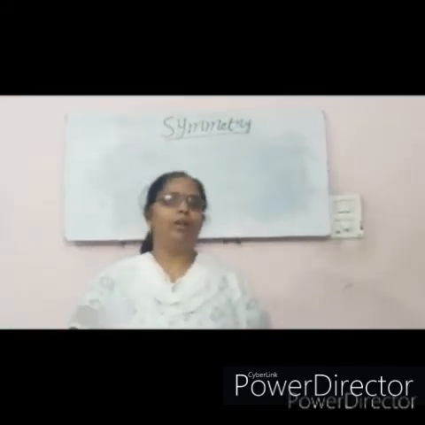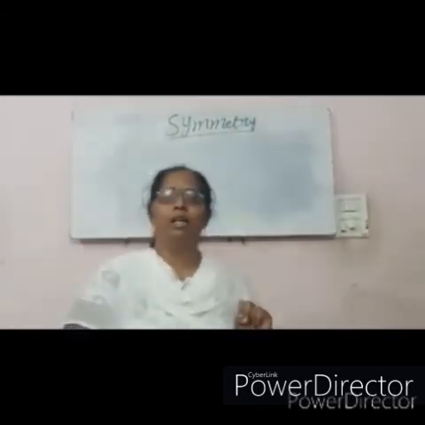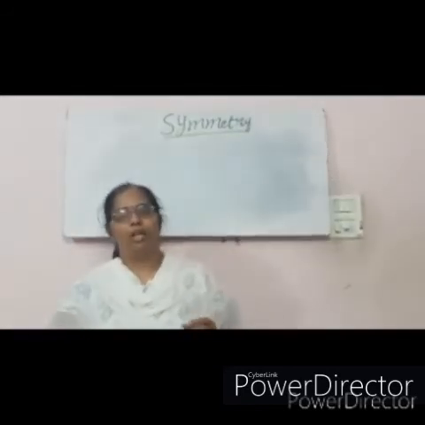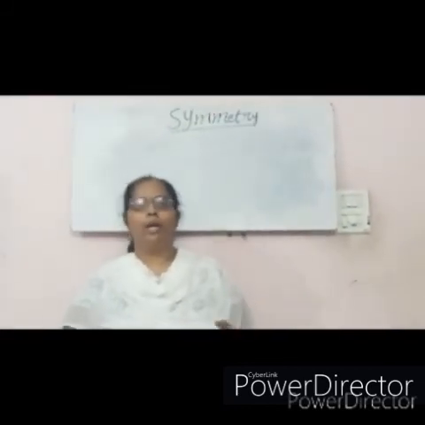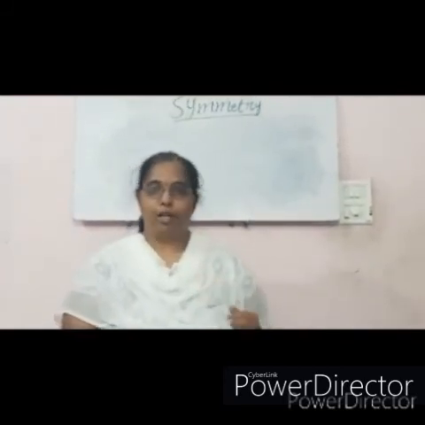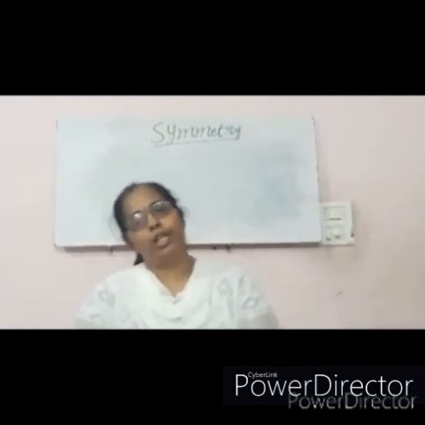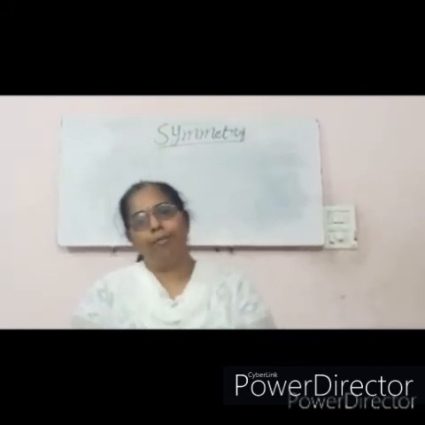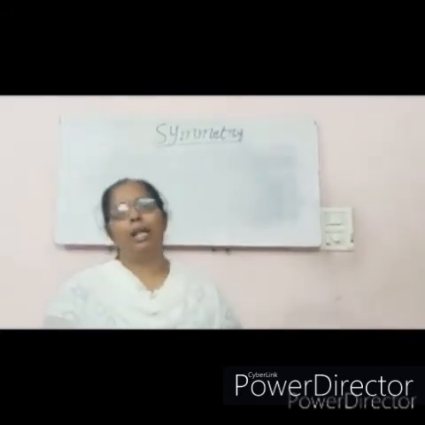Now, you have learned two types of symmetries. One is reflection symmetry and the other is rotational symmetry. See, not all figures have both a line of symmetry and a rotational symmetry. For some images, you have both line of symmetry and rotational symmetry, for some you have only a rotational symmetry, and for some figures you have only a line of symmetry.